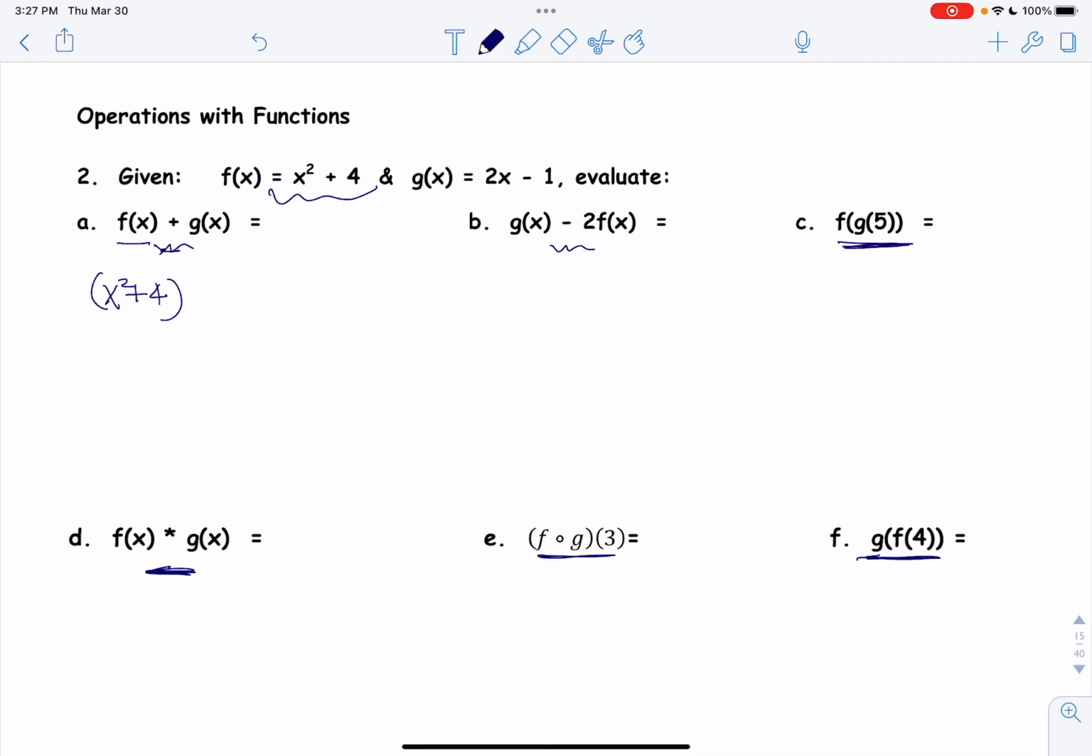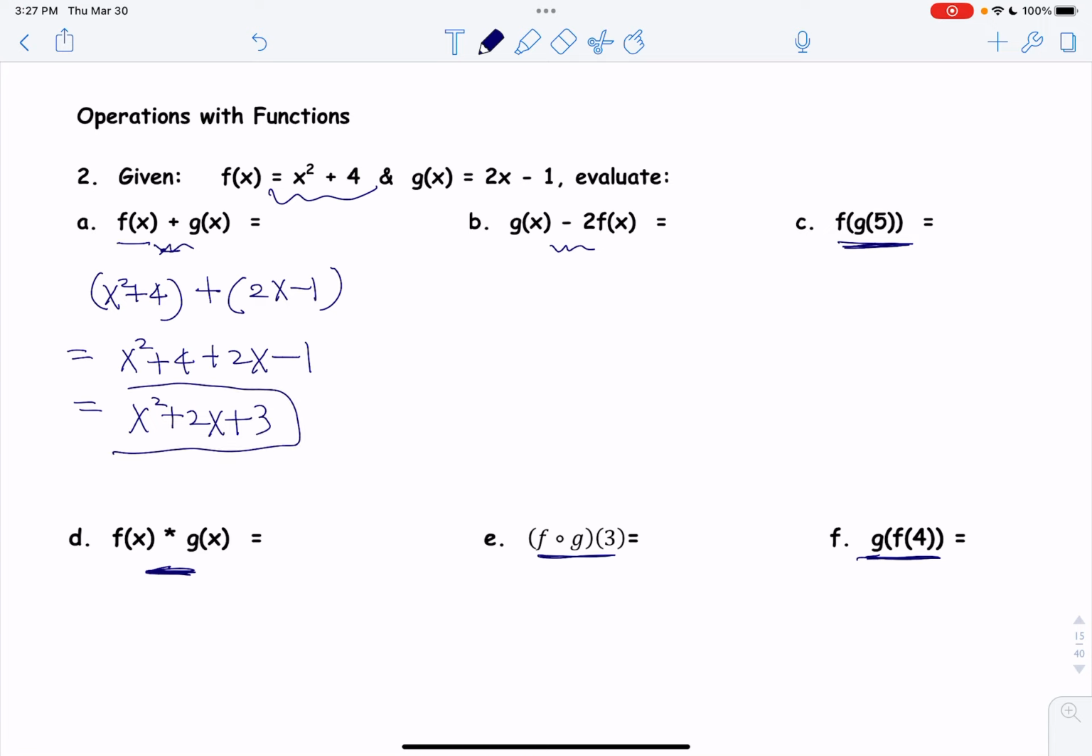This is f(x). Plus g(x), which is 2x minus 1. You add it together and it becomes x squared plus 4 plus 2x minus 1. Simply you add it. Now we will rearrange it in descending order. So x squared plus 2x plus 3. That's the f(x) plus g(x) result.